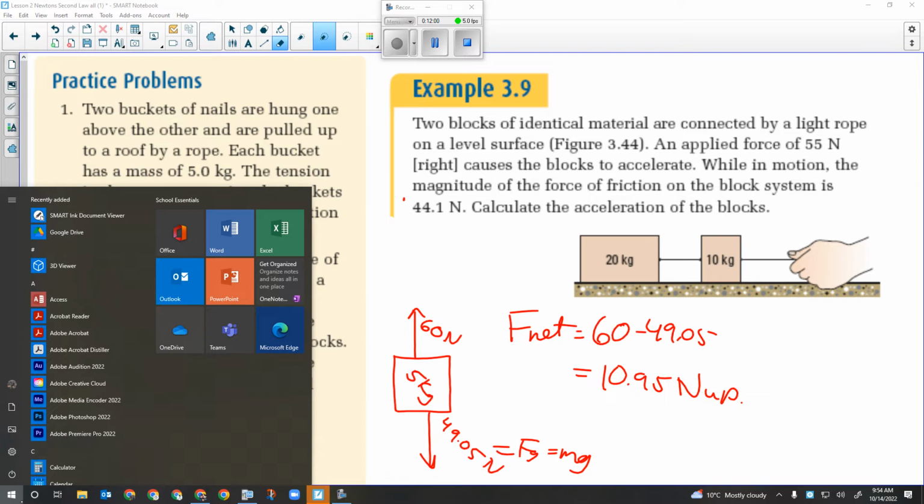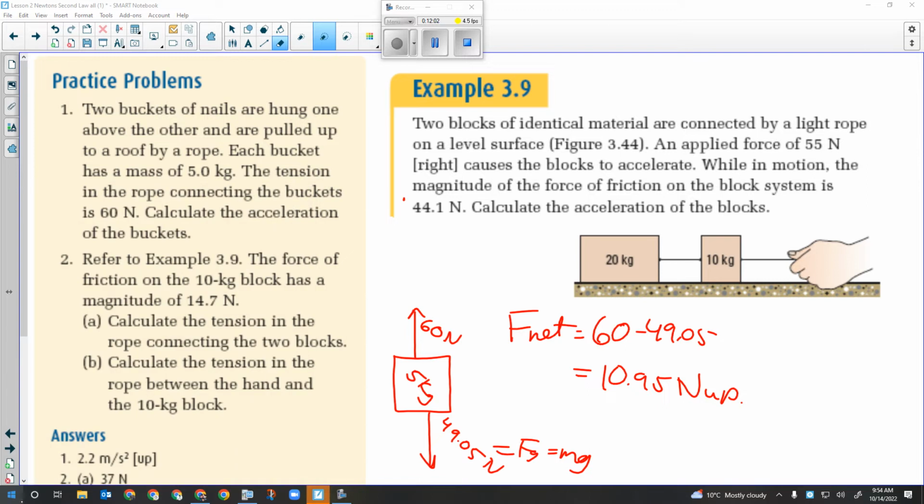Go with me. All right, so I'm going to take Newton's second law, F equals m times a, and manipulate for a. So that's going to be 10.95 divided by 5. And that should give me 2.2 meters per second squared up. That is the acceleration of the bottom bucket, the top bucket, both buckets.